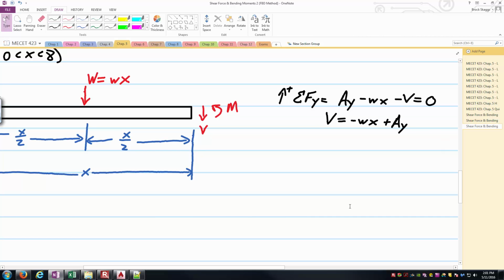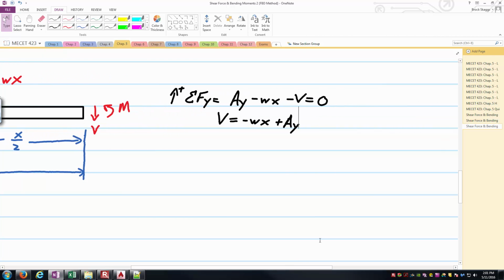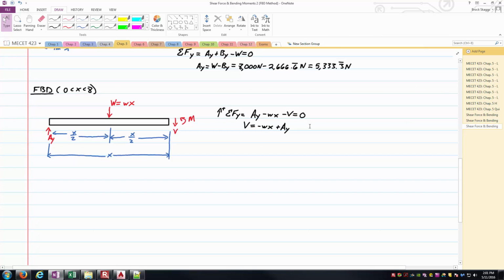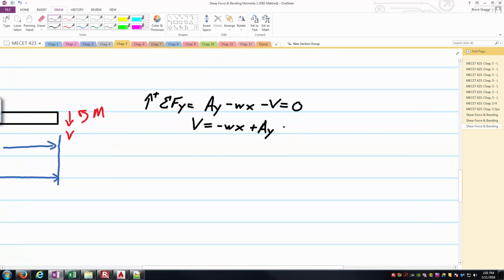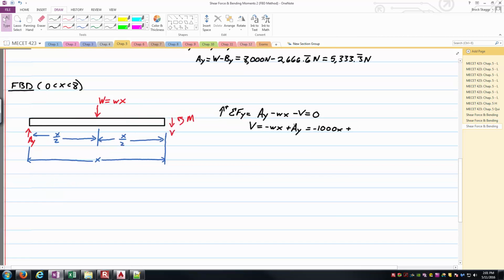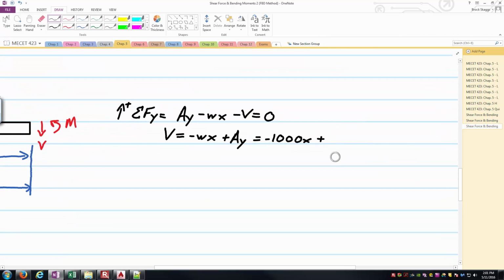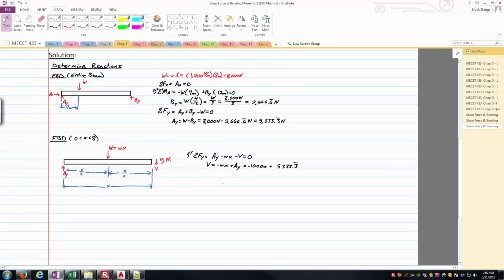plus A sub y. Right now everything is in variables, so let's find what lowercase w was. That was 1,000, so here V is equal to negative 1,000x plus A sub y, where our A sub y we set here was 5,333 and a third newtons. So just like so, now I've got a relationship that tells me the magnitude of the internal shear force over the first 8 meters of the beam, essentially.